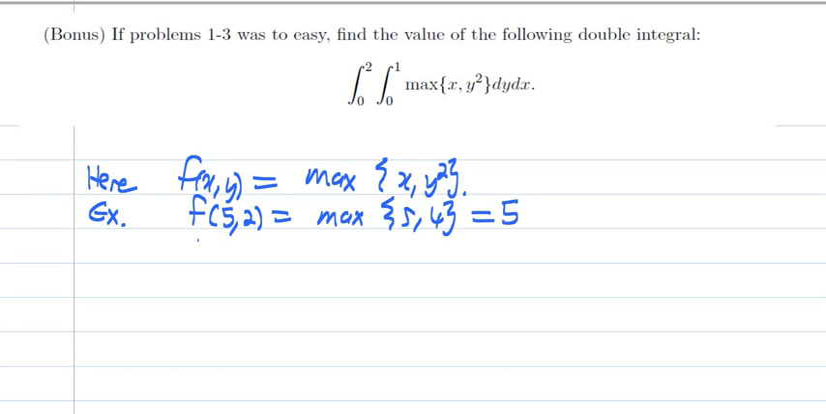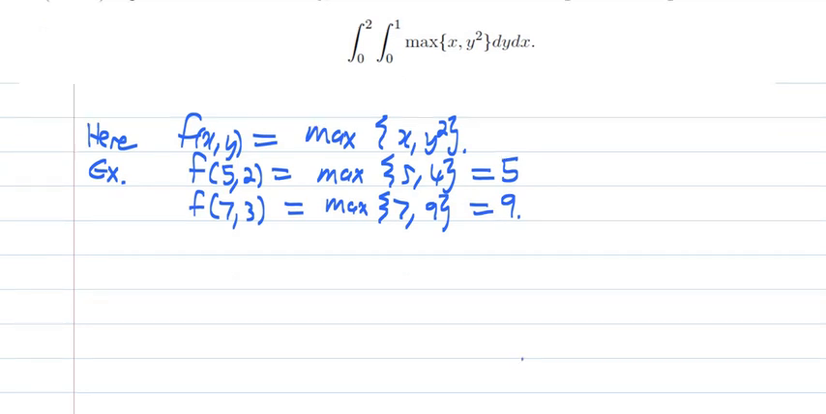5 wins. If you look at f of 7, 3, now the first argument is 7. y is 3, so you square it and it becomes 9. So who wins between 7 and 9? 9 wins. So what you have here is a function of 2 variables, which is the maximum of x and y squared, and you're going to integrate this function over a rectangle. So let's quickly draw the region over which we integrate.